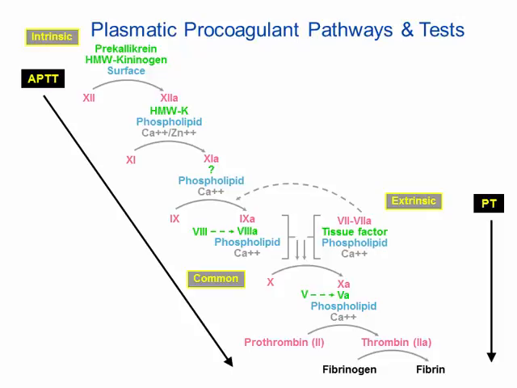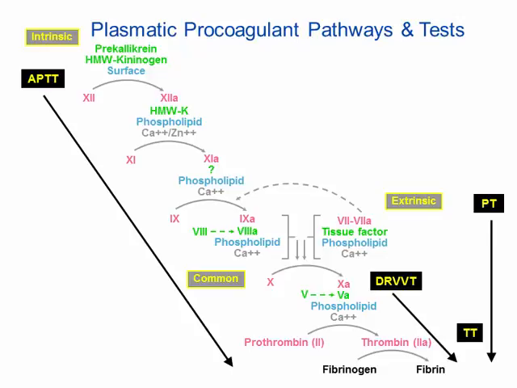The PT test is initiated by adding tissue factor, phospholipid and calcium to citrated plasma, and reflects the extrinsic and common procoagulant pathways and components. The DRVVT, dilute Russell's Viper venom time, test assesses the common procoagulant pathway and is performed by adding diluted phospholipid and Russell's Viper venom to directly activate factor 10, along with calcium, and is mainly used for detecting lupus anticoagulant inhibitors, along with the APTT test for detecting LA.